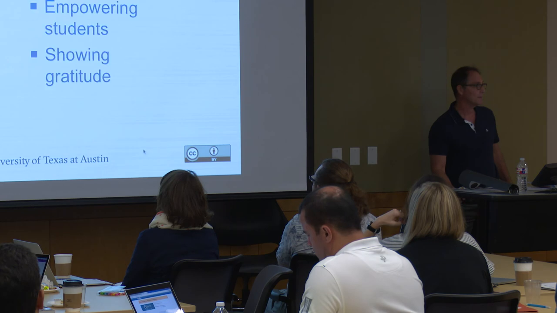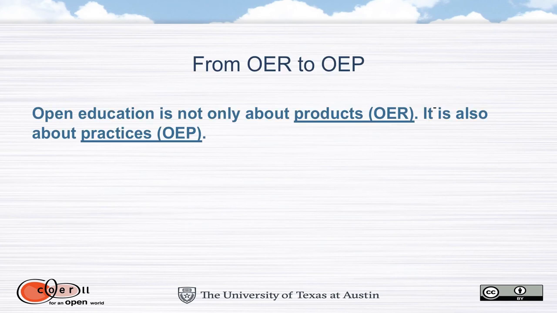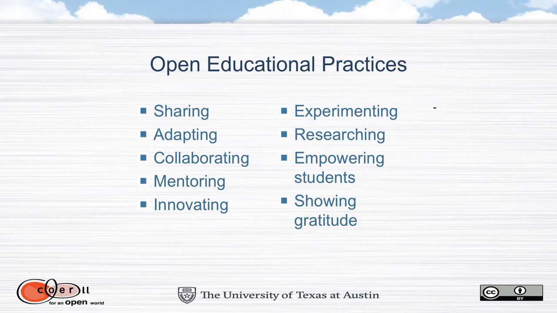Okay, so let me wrap up here, because I know people are going to have a question. The last thing is the OER lifecycle. So I've been talking about objects. Open education is not only about the products, OER, the products. It's also about the practices. The practices lead to a product. And so what are these? I've used a lot of verbs in my discussion. Sharing is fundamental. The whole point is to create this infrastructure for sharing content. Adaptation, remixing, collaborating, mentoring, innovating, experimenting, researching, empowering.